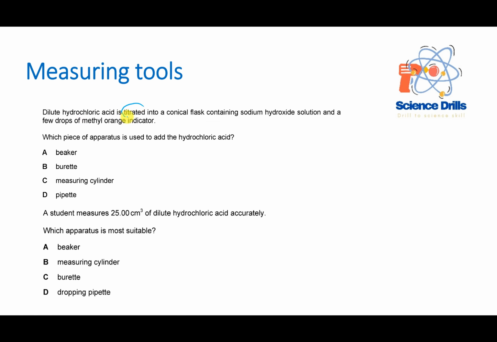He's also titrated, so if you notice, commonly it is mentioned by titration, and always we have acid and alkali. So which piece of apparatus is used to add hydrochloric acid? It's the burette. A student measures 25 cubic centimeters of an acid accurately. If he said rough, we will go directly to the measuring cylinder. So here, sure, the burette. He can change the same question by changing accurate to rough. If he changed accurate to rough, it means this is a measuring cylinder.